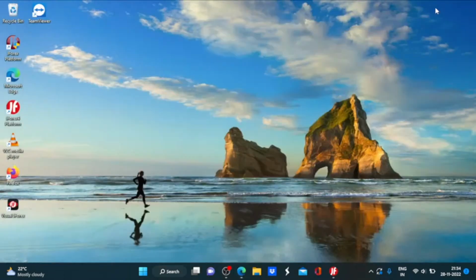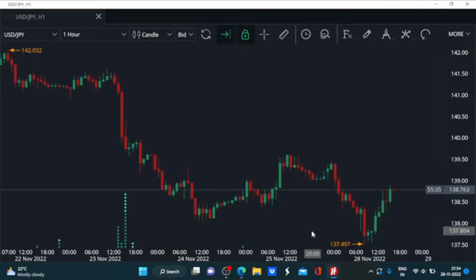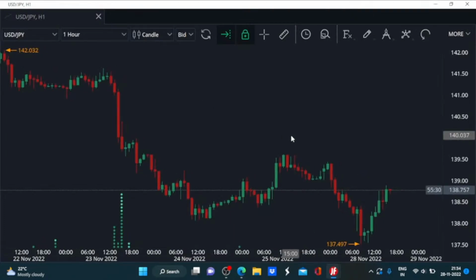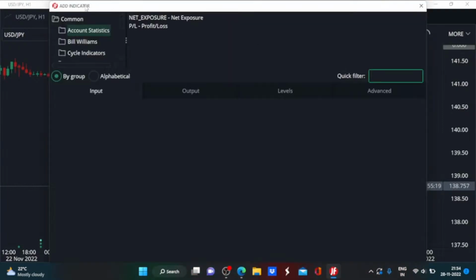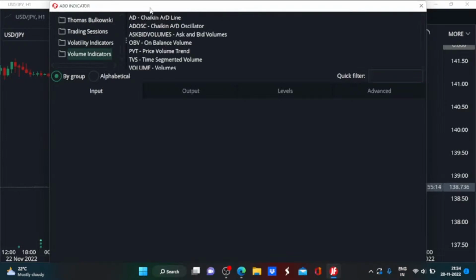So let us now head to JForex, the newly released trading platform from Dukascopy Bank SA. This is the USD JPY chart on the hourly time frame. For this indicator, you can go through these two options: add indicator F3 or quick search F4. You will find this indicator listed amongst the volume indicators just below ask and bid volumes, which we will consider in the next session. Here it is, On Balance Volume.